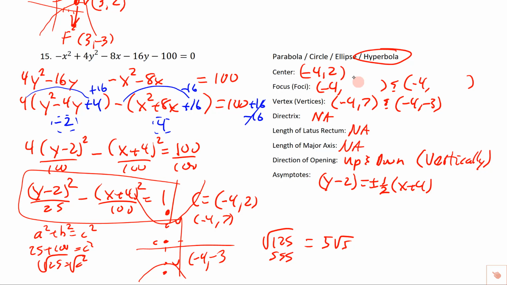So that means we're going to start wherever the center is. We're going to start at 2, and then we're going to add 5 radical 5, and we're going to subtract 5 radical 5. So this is going to be 2 plus 5 radical 5, and this is going to be 2 minus 5 radical 5.